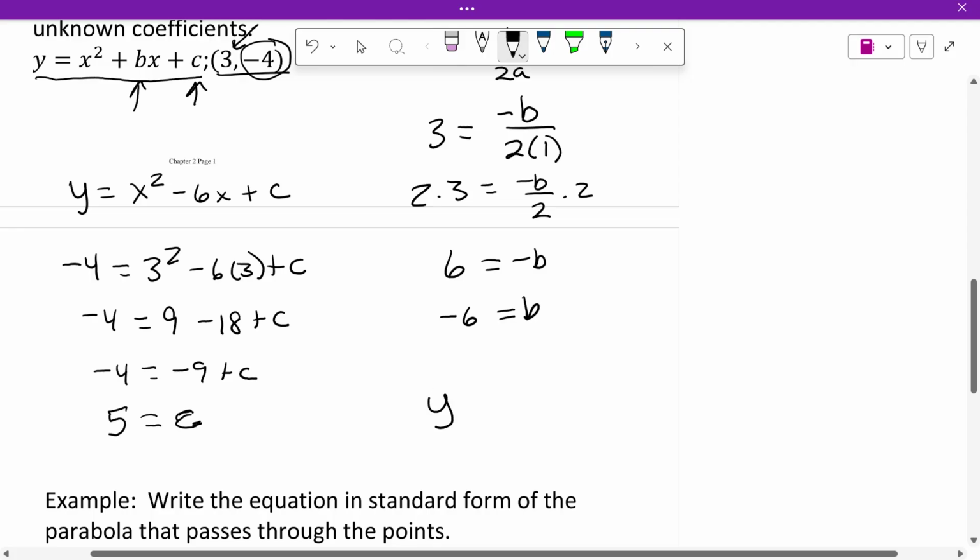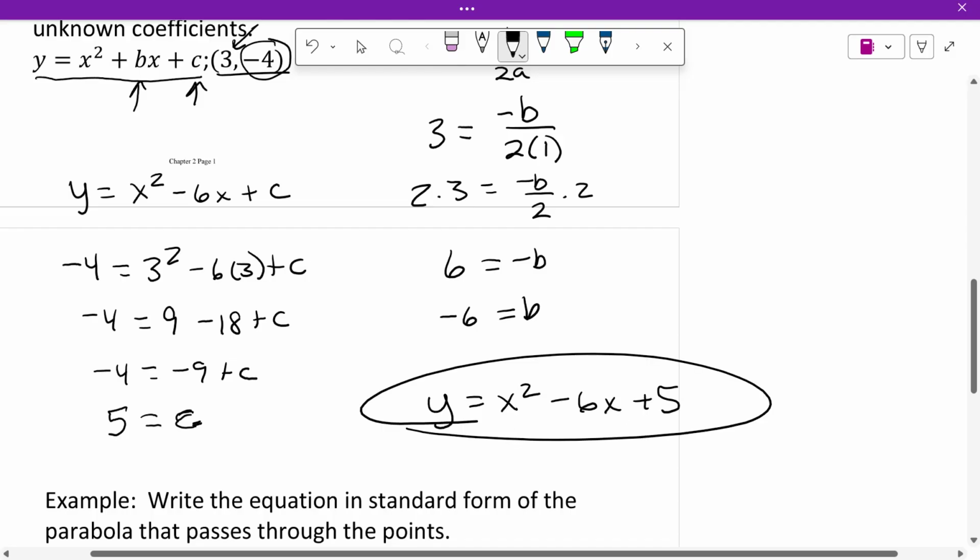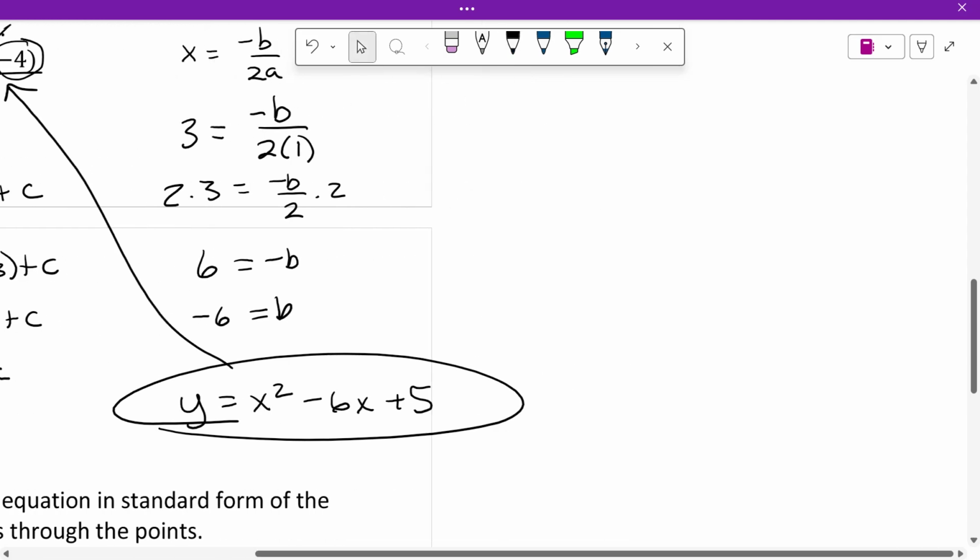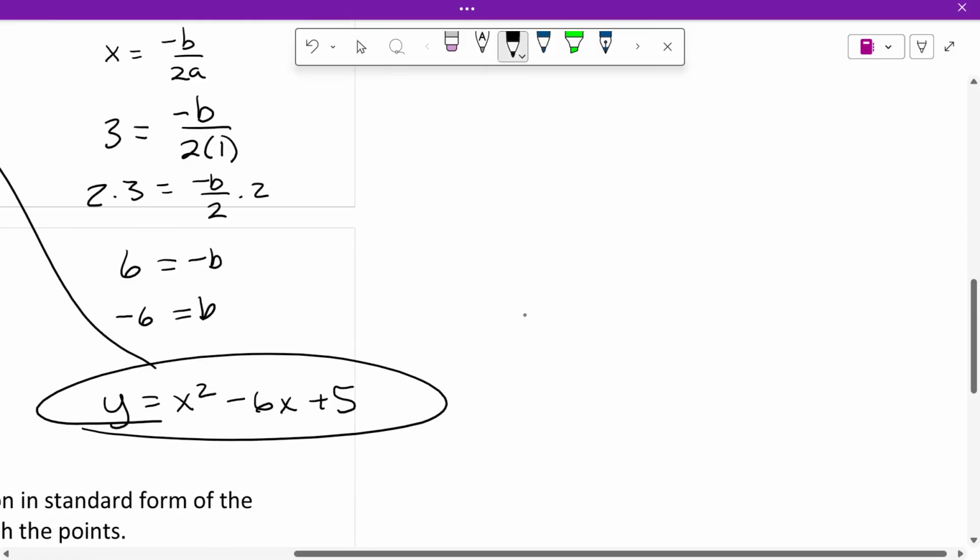So my equation is y equals x squared minus 6x plus 5. That equation has a vertex of that. If I wanted to put it in vertex form, is there anything to factor out? No, because then it makes finding vertex form easy.